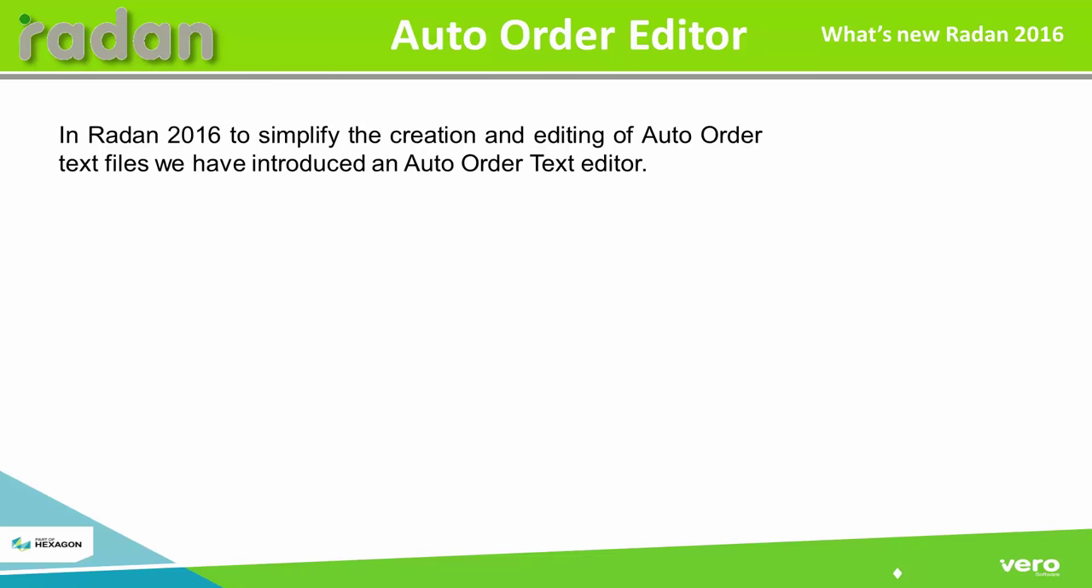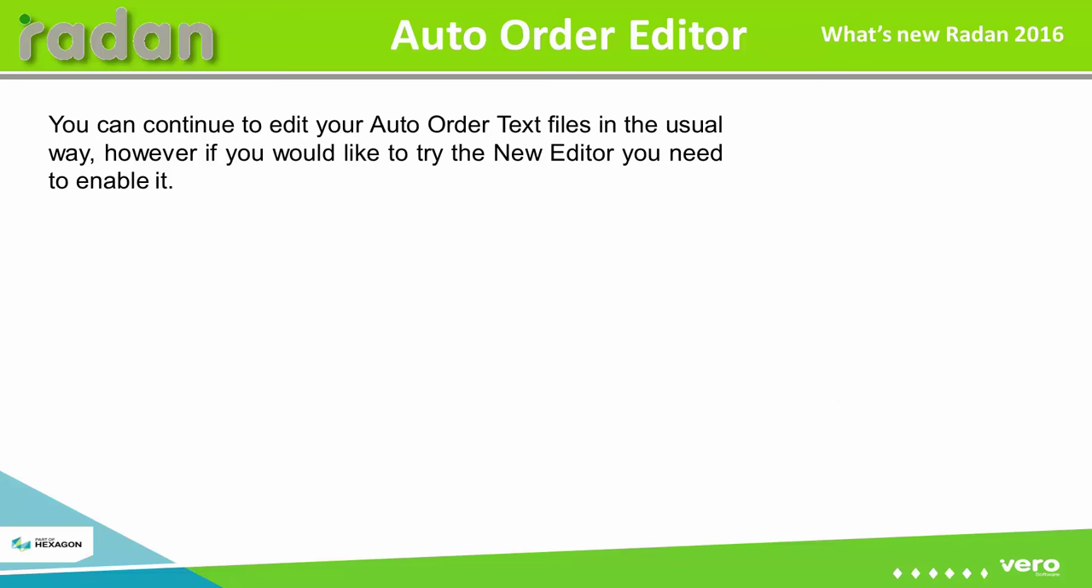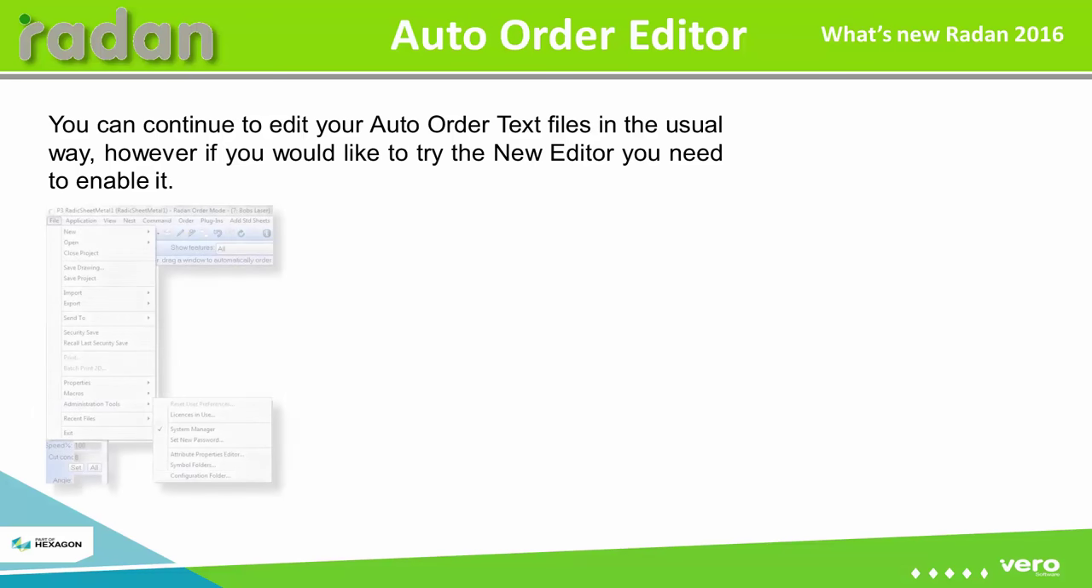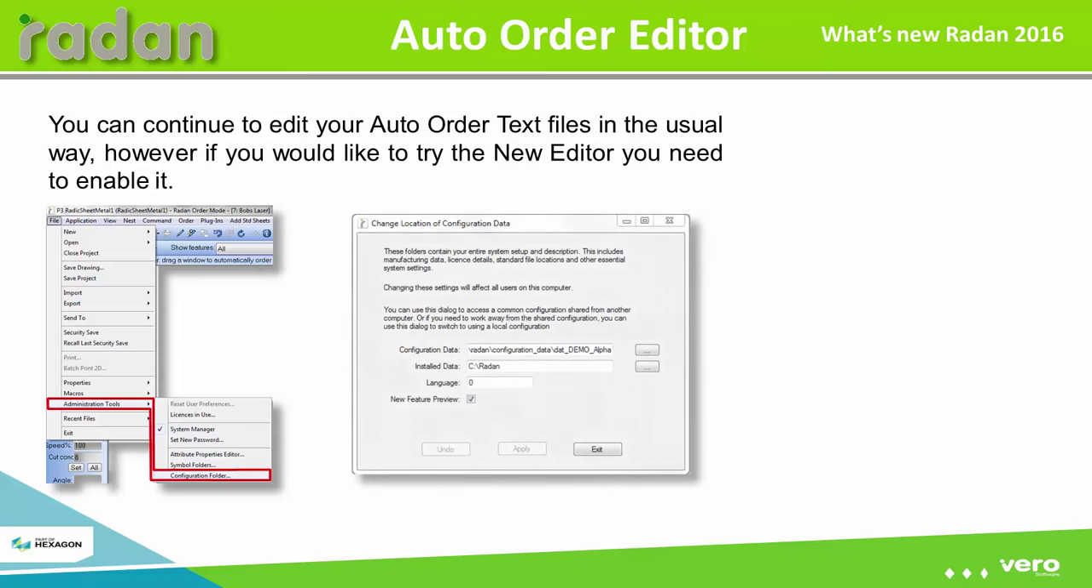Auto Order Editor. In Radan 2016, to simplify the creation and editing of auto order text files, we have introduced an Auto Order Text Editor. You can continue to edit your auto-order text files in the usual way. However, if you would like to try the new editor, you need to enable it. To do this, in Radan, go to Administration Tools, Configuration Folder, and on this dialog, you will see a new tick box called New Feature Preview. This will enable the Auto Order Text Editor.